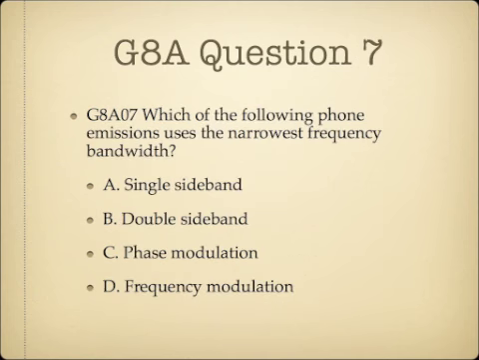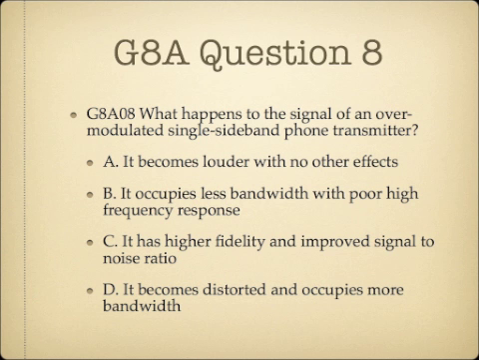Question 7. Which of the following phone emissions uses the narrowest frequency bandwidth? A. Single sideband. B. Double sideband. C. Phase modulation. Or D. Frequency modulation. Question 8. What happens to the signal of an overmodulated single sideband phone transmitter? A. It becomes louder with no other effects. B. It occupies less bandwidth with poor high frequency response. C. It has higher fidelity and improved signal-to-noise ratio. Or D. It becomes distorted and occupies more bandwidth.